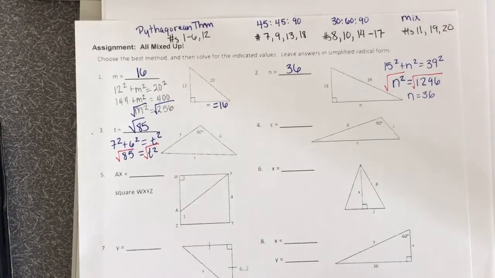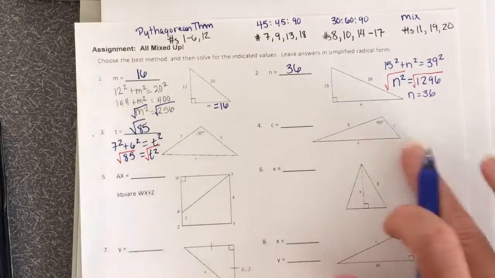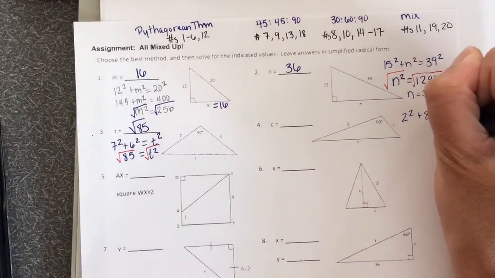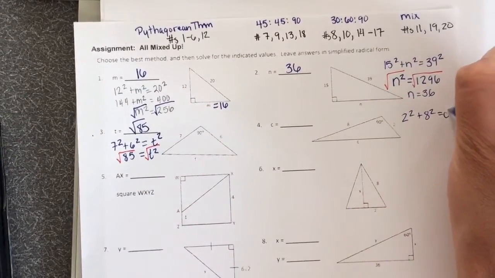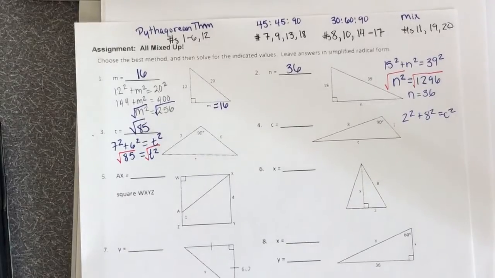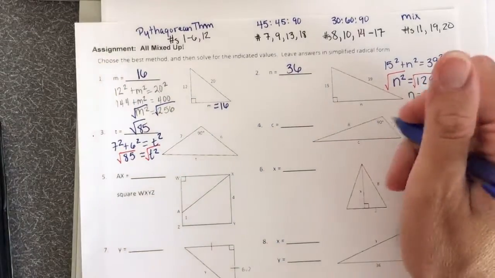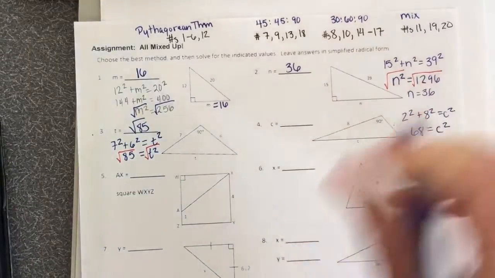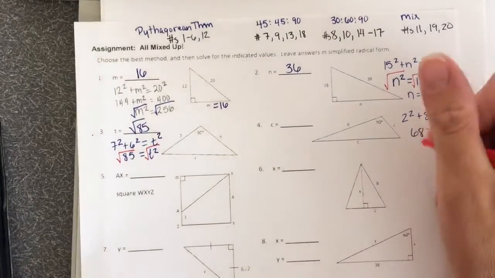Okay, number 4. So trying to find the hypotenuse here. 2 squared plus 8 squared equals c squared. 2 squared plus 8 squared is 68. 68 is equal to c squared. To undo a square, we square root it.